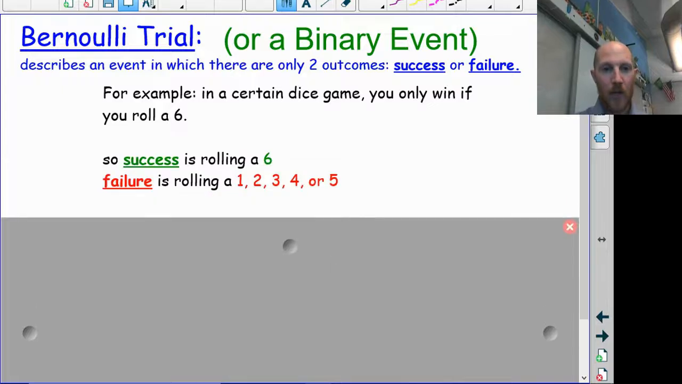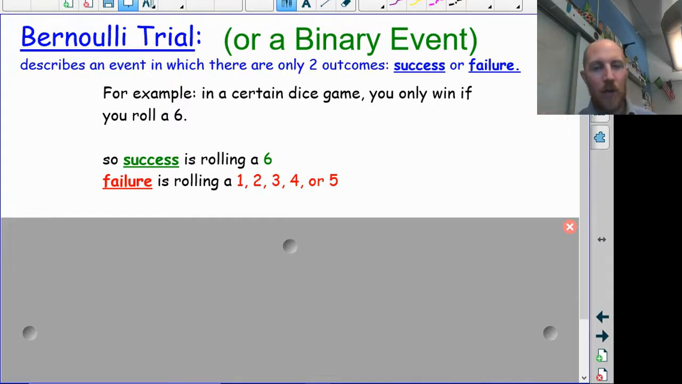So our example we just had from the do now involved rolling a die, and a die has obviously more than 2 outcomes, but we can categorize them as either outcomes which lead to success, that'd be rolling a 6, outcomes leading to failure, that'd be the 1, 2, 3, 4, and 5. Okay, so for a Bernoulli trial or a binary event, it doesn't have to actually be literally only 2 outcomes, as long as we can categorize the outcomes into those 2 categories of success and failure.